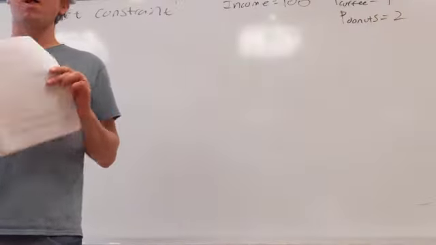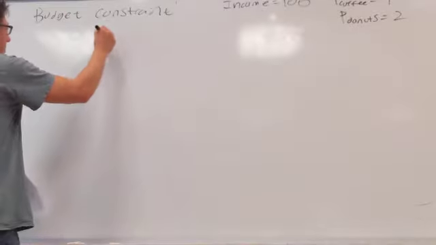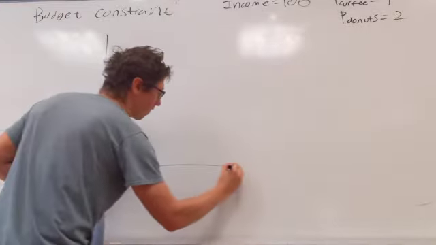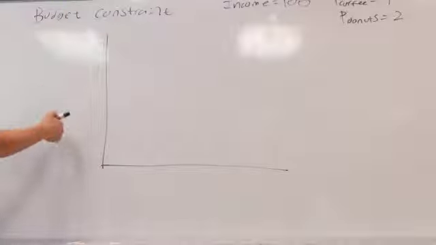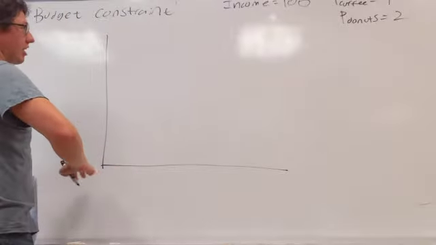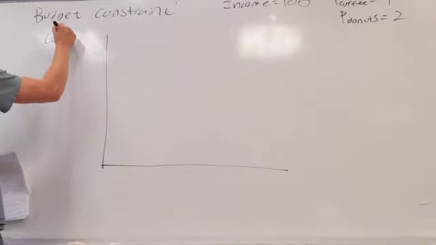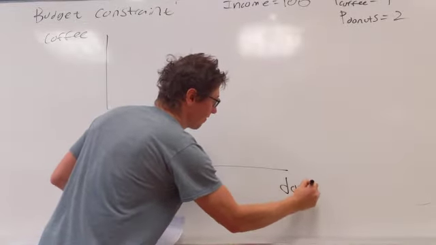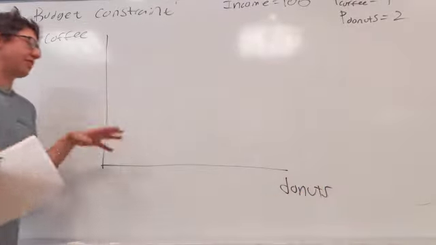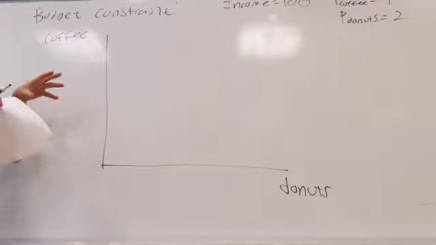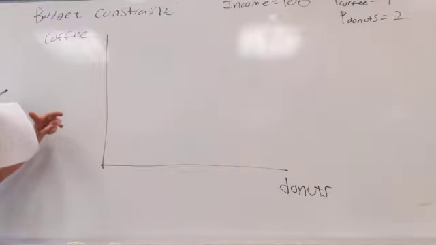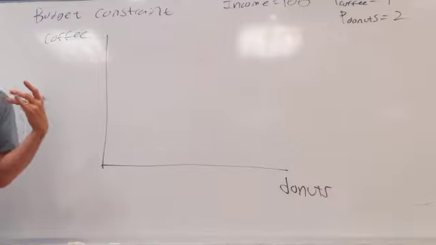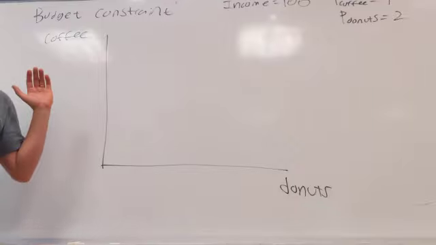Then the budget constraint is a graph with one good on the vertical axis and another good on the horizontal axis. So I'll put coffee up here and donuts down here. And it's going to define the set of combinations of coffee and donuts that the consumer could afford. That's why it's called the budget constraint.